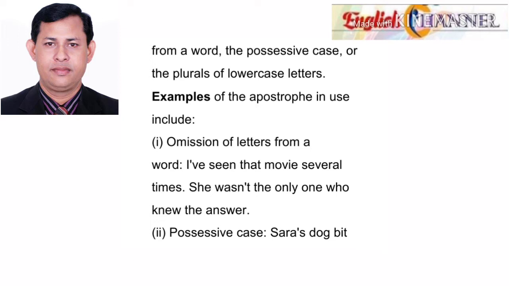Examples of the apostrophe in use include: Point 1. Omission of letters from a word. "I've seen that movie several times." "She wasn't the only one who knew the answer." In the first example, we find omission of the first two letters from the word have. Again, in the second example, we notice omission of the middle letter from the word not.